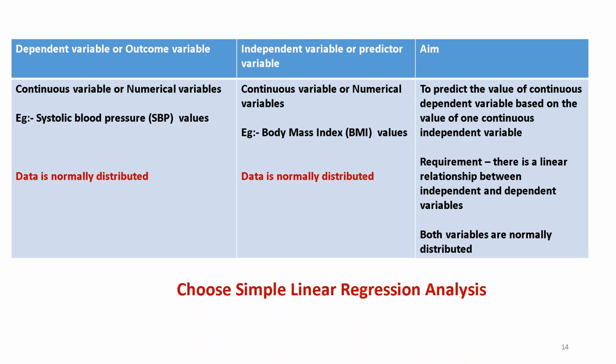Choose simple linear regression analysis. Simple linear regression analysis means it predicts the value of one dependent variable based on the value of one independent variable. Multiple linear regression analysis means multiple independent variables are there. It predicts the value of one dependent variable based on the values of multiple independent variables. That will be multiple linear regression analysis. Simple linear regression analysis means predict the value of one dependent variable based on the value of one independent variable.